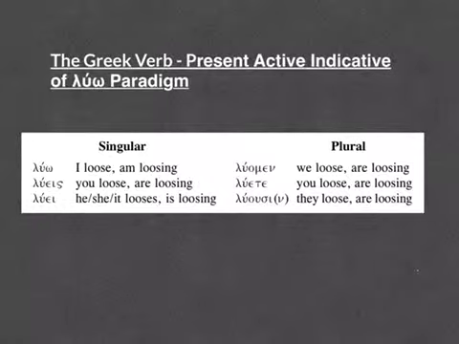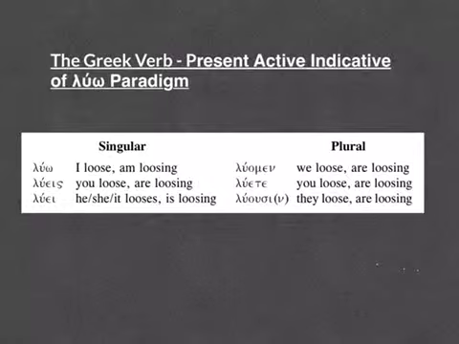So, luo is I loose, so I am loosing. And this is going to be first person singular. So if you want to write right here, you can do first, second, third. You can just know that those are the rows, which go left to right. Columns would be up and down. So let's just say them again. Luo, lues, lue, luamen, luete, luusin.